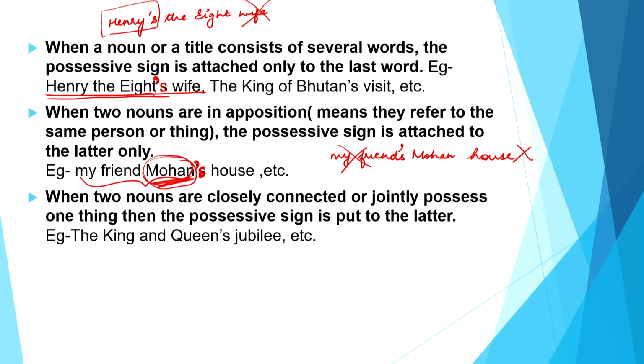Now, let us talk about another rule. When two nouns are closely connected or jointly possess one thing, then the possessive sign is put on the latter. For example, the king and queen's jubilee, or you can take another example, Hrithik and Suzanne's divorce. When we are talking about two closely connected things, we won't write, for example, king's and queen's jubilee. Writing them separately will be totally wrong, because king and queen are husband and wife. So, you do not add a separate possession to them. Now, let us take another example.